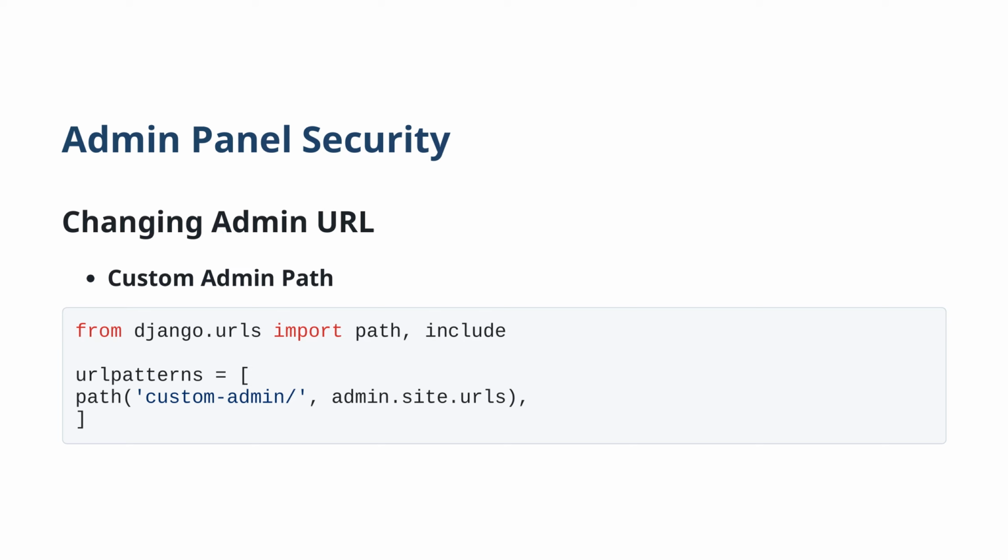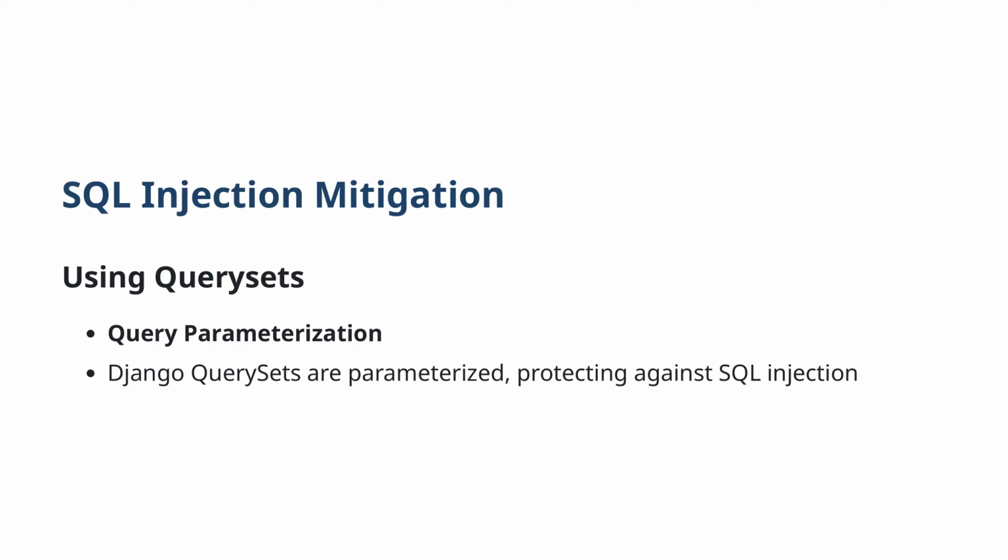Let's move forward in the course, where we'll discuss further techniques to protect your application, such as mitigating SQL injection by using Django's built-in query sets and query parameterization methods. So here we are focusing on SQL injection mitigation in Django. This is a crucial aspect to ensure the security of your web application.